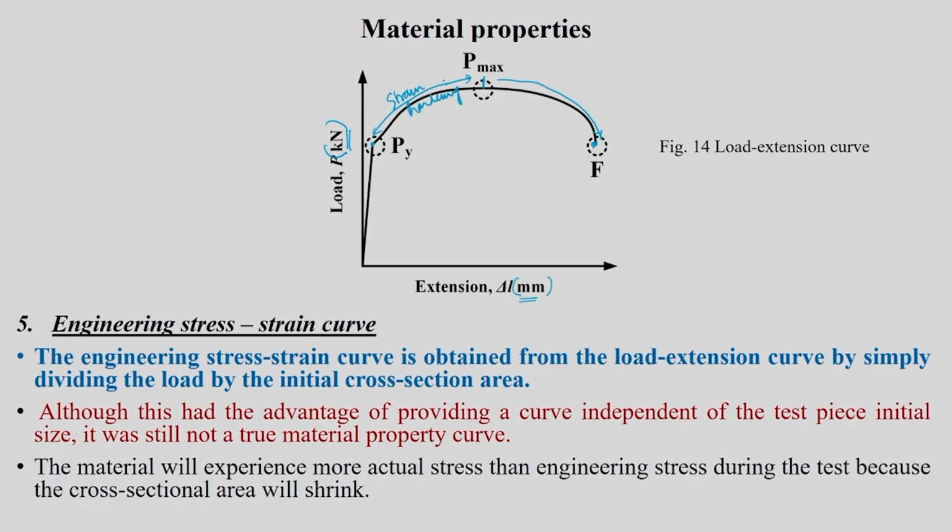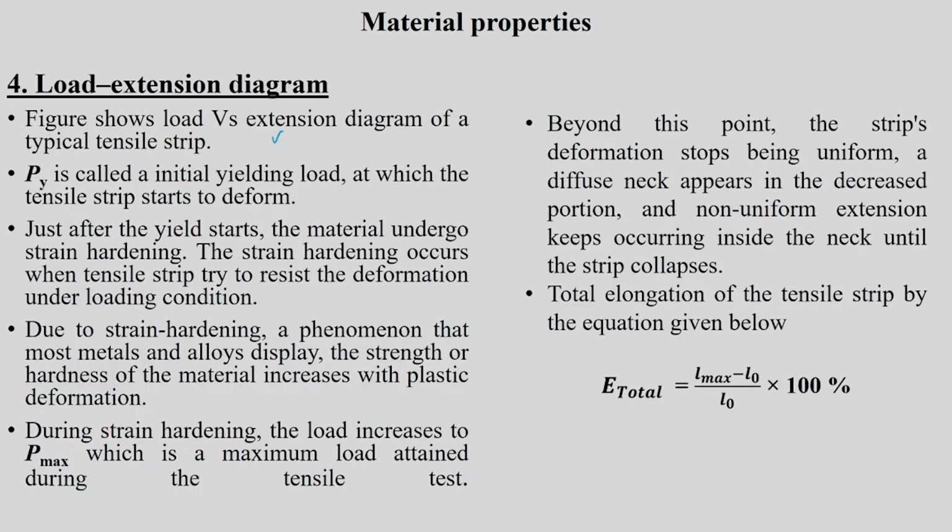Okay, the consequence of strain hardening is nothing but the load will keep on increasing with extension. The material becomes harder and harder when you extend, when you deform the material, right, because of strain hardening. Okay. And you will see that strain hardening occurs when the tensile strip tries to resist the deformation under loading condition. Okay. Due to strain hardening, a phenomenon that most metals and alloys display, the strength or hardness of the material increases with plastic deformation. So, why strength increases during plastic deformation is mainly because of strain hardening.